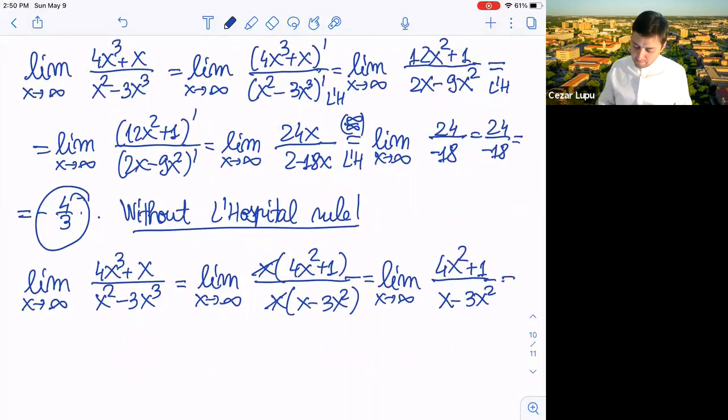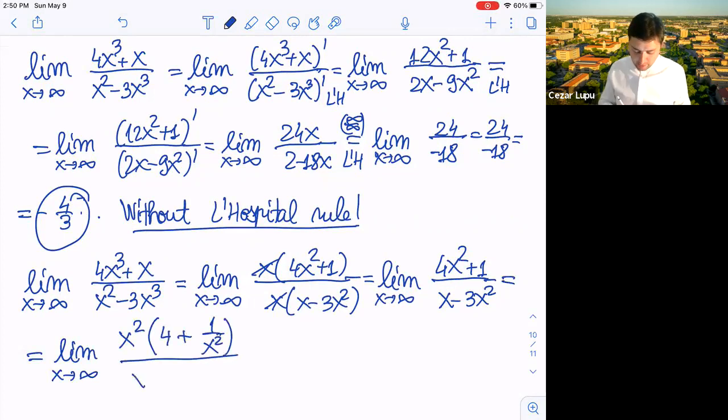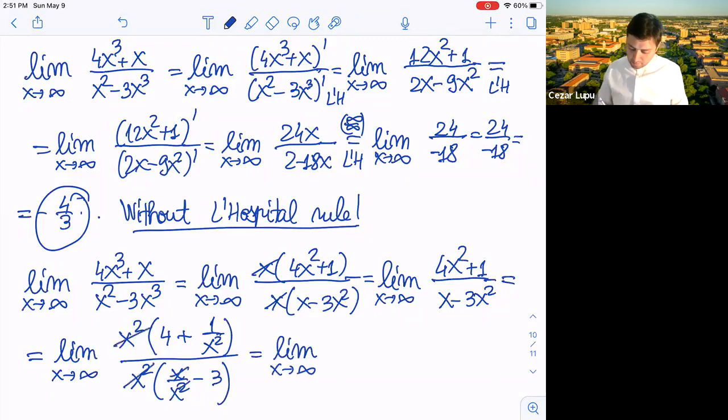So this is the limit as x approaches infinity of, let's force here on the top an x squared. So this would be x squared times 4 plus 1 over x squared. And on the bottom, we will have x squared times 1 over x minus 3, which is, if we do some algebra here, 4 plus 1 over x squared, everything over 1 over x minus 3.